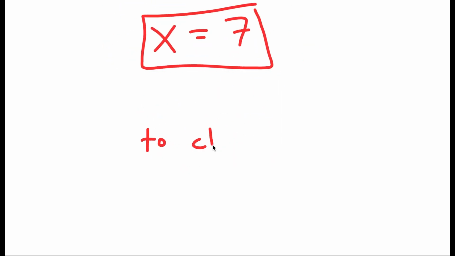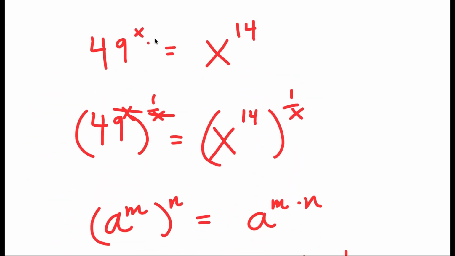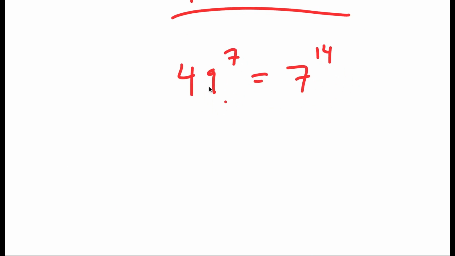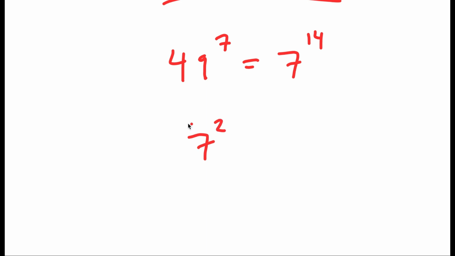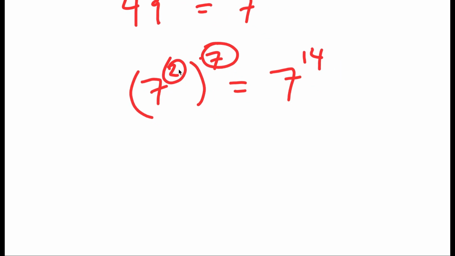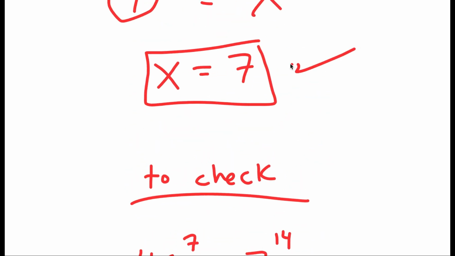And to check, I have 49 to the power of x is equal to x to the power of 14, so I have 49 to the power of 7 is equal to 7 to the power of 14. 49 is 7 squared, so I get 7 squared to the power of 7 is equal to 7 to the power of 14. And remember, these two multiply, and 2 times 7 is 14, so I get 7 to the power of 14 is equal to 7 to the power of 14. And because this is right, I know my solution is right.